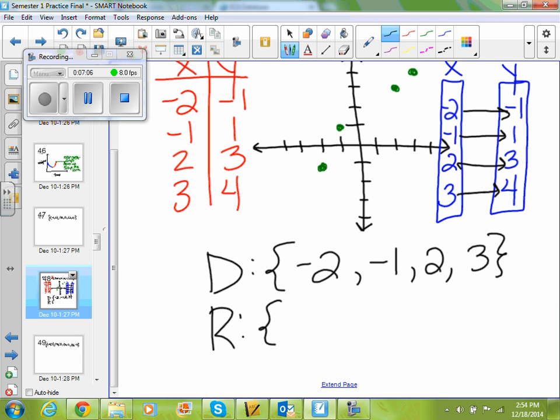What values does my range apply to? Negative 1, 1, 2, 4. Very good, my Y. So negative 1, 1, 3, and 4.